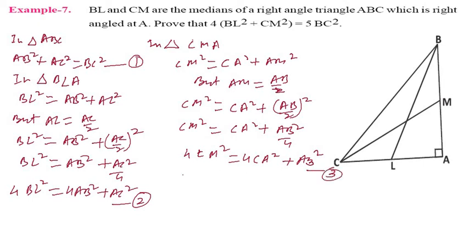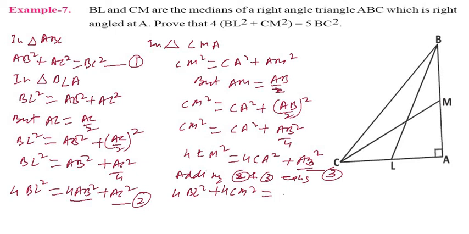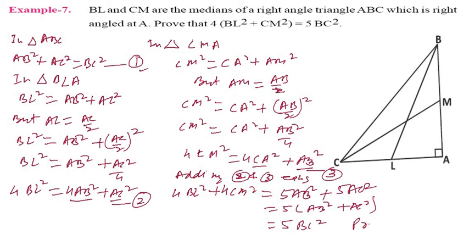Adding the second and third equation, you have to write here 4BL square plus 4CM square is equal to, it is 4AB square and here is 1AB square, so you can write 5AB square, plus here is AC square and here is 4AC square, so you have to write 5AC square. Now 5 is common, so AB square plus AC square. As you know, from the first equation, it is BC square. So that is 5BC square, hence proved by the first equation.